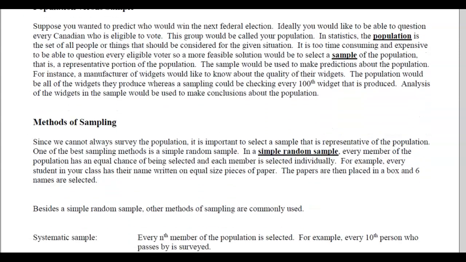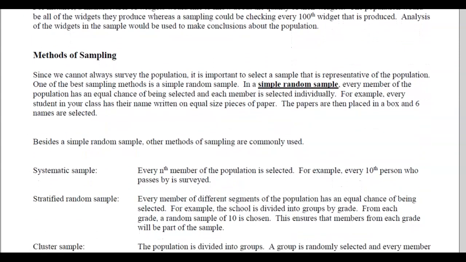Okay, so methods of sampling, there's different kinds, because we can't survey the whole population. So how do we do that? So a simple random sample is every member of the population has an equal chance of being selected, and it's selected individually. For example, every student in your class has their name written on an equal-sized piece of paper, thrown into a box, and 6 names are selected. Okay, so it's random, no order to it at all.